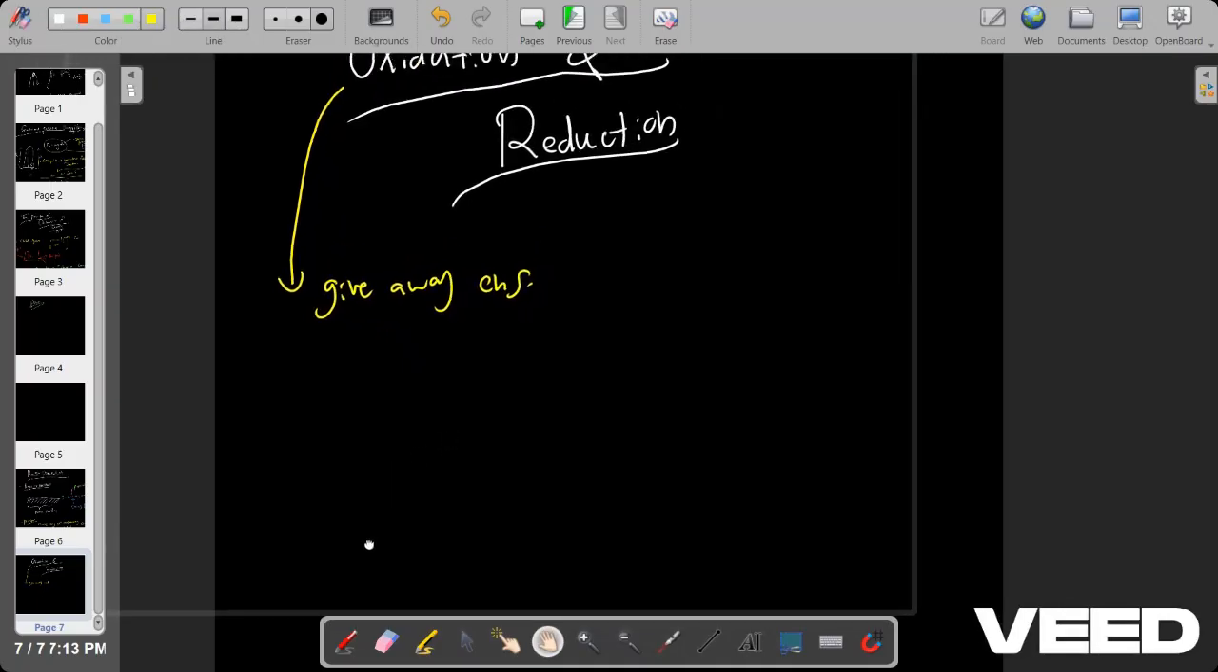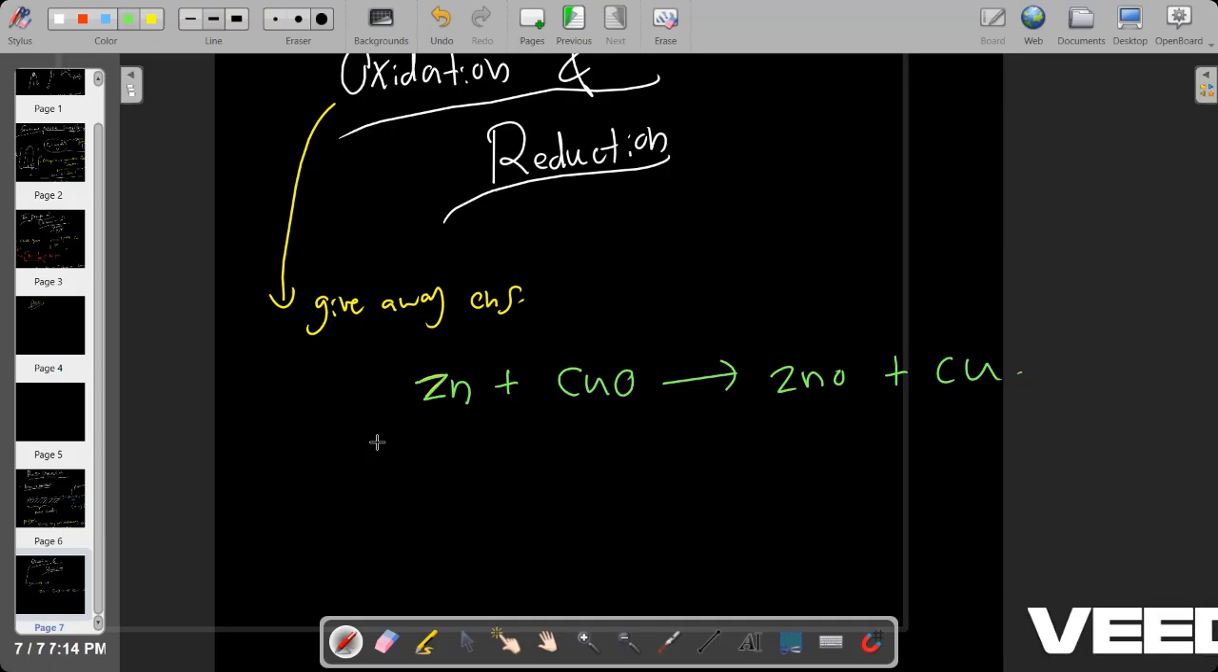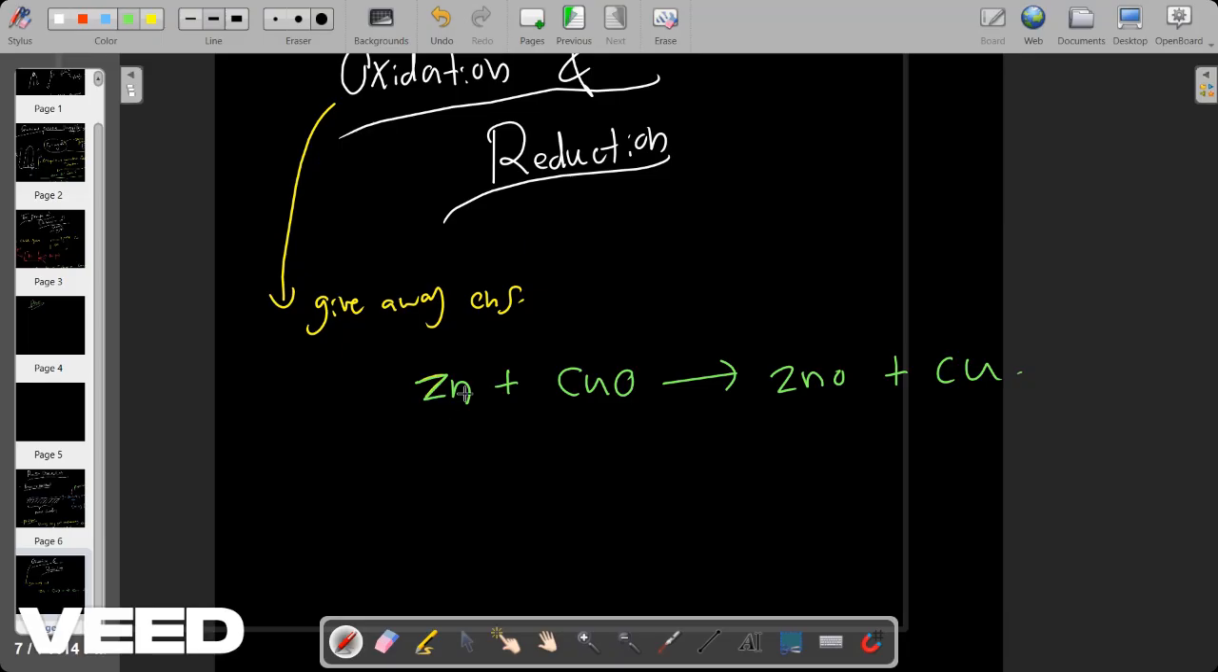Let's look at an example. Zinc plus copper oxide gives zinc oxide plus copper. Which metal has been oxidized in this reaction? Which has been oxidized?